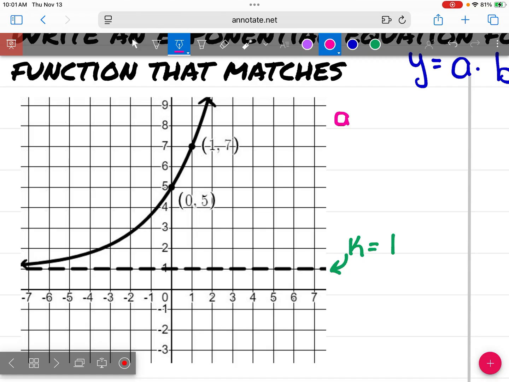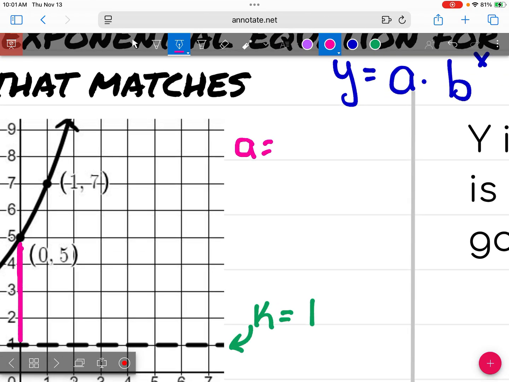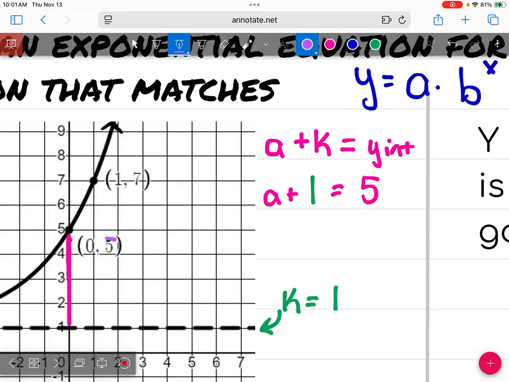The way we can get a, we have two different options for it. We can figure out how far our y-intercept is from the asymptote. Or we can do that a plus k equals that y-intercept. Well, I already know k. K is going to be that 1. So a plus 1 equals our y-intercept. Our y-intercept here is going to be 5. We're told that one. That's right there.